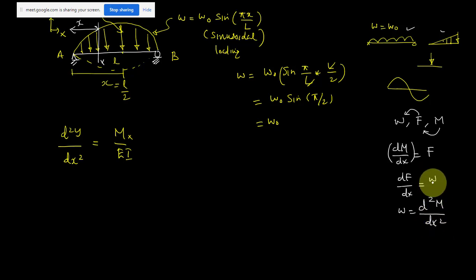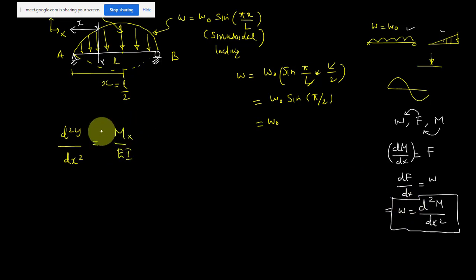What I have done is w equal to dF by dx, and F is equal to dM by dx, and if you substitute dM by dx in place of F, you get that the load intensity is the second derivative of your moment. This is the one relation: load intensity w is equal to d square M by dx square. I am going to use this in this equation.